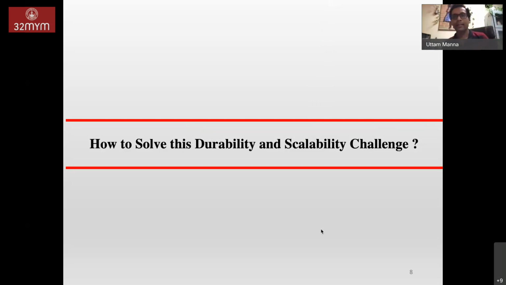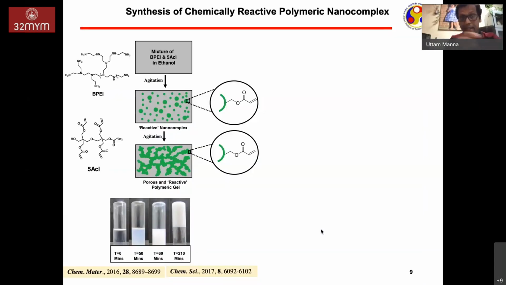Yes, there are a lot of designs, some of which can really give you a durable coating, but scalability is a problem. So we thought about this. Let's start with a chemically reactive nanocomplex so that later on we can modulate this topography as well as the chemistry through strategic deposition of this chemically reactive nanocomplex. So we started with BPI and 5-ACL, and you can carefully see it has an amine group and an acrylate, which can readily undergo this 1,4-conjugate addition reaction at ambient condition. It doesn't give any kind of side product. So that is a great thing, right? You just mix two reactants and then you get this chemically reactive growing nanocomplex.